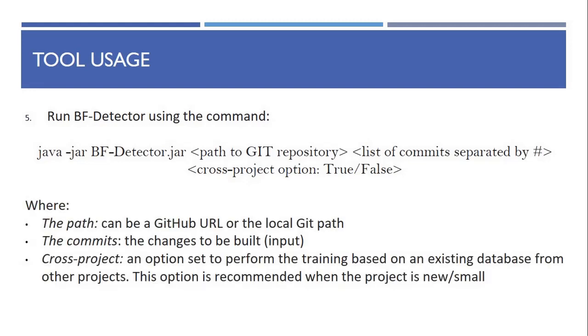First, the path, which can be a GitHub URL or the local Git path if it's located locally. The commits, which are the changes to be built separated by sharp, and the cross-project, which is an option set to perform the training based on an existing database from other projects. This option is recommended when the project is new or small.